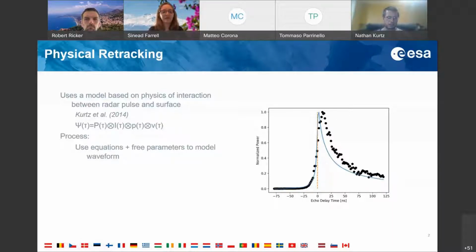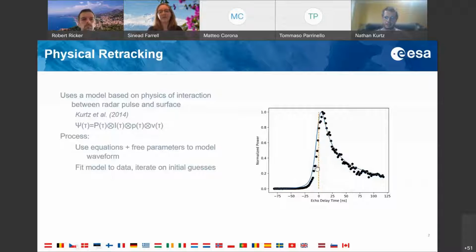The process uses the physical equations, and it has free parameters that we put into the model waveform, and then once those are run, a fitting process is run. It iterates on the initial guesses that we give to the free parameters, and as shown here in the movie, the black dots are the CryoSat 2 waveform, the power values received at those times. The blue line is the waveform that's being iterated on in the fit, and the tracking point of the waveform is the dashed line.